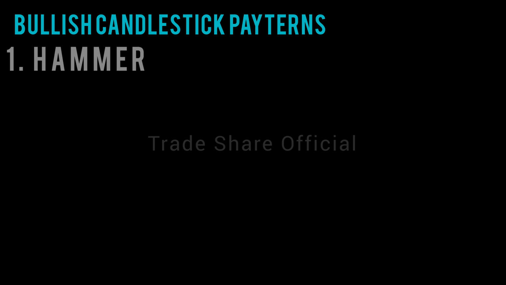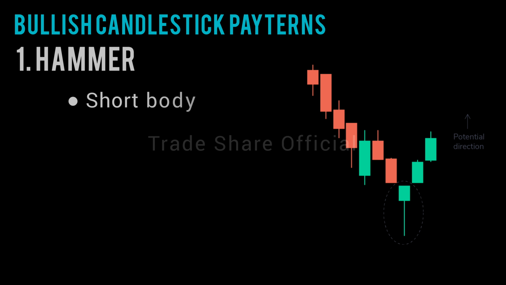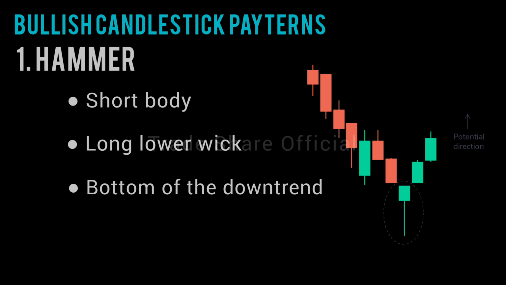Number 1. The hammer pattern. This is a candle with a short body and a long lower wick. It is usually located at the bottom of a downward trend. If the body is green, it indicates a stronger bull market.